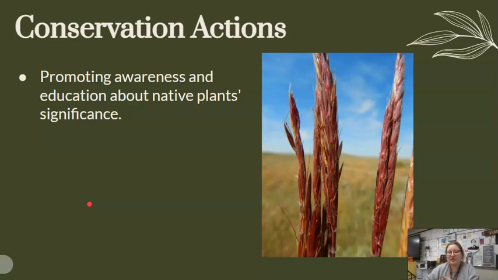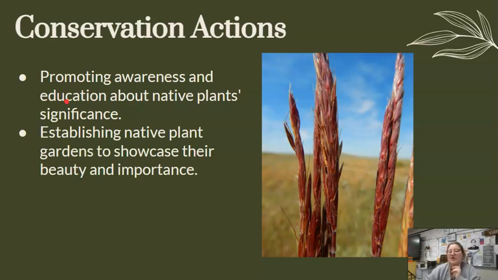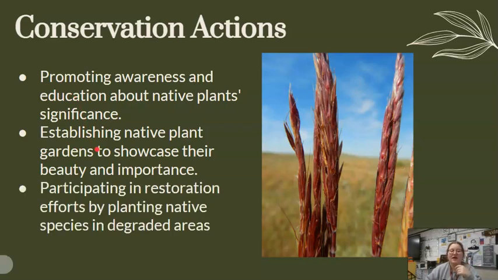So what can we do to help with conservation? We can promote awareness and education about native plants' significance. We can establish native plant gardens to showcase their beauty and importance. So if you choose to plant plants, choose to plant native plants so that you are helping maintain and conserve those species here. And then participating in restoration efforts by planting native species in degraded areas.